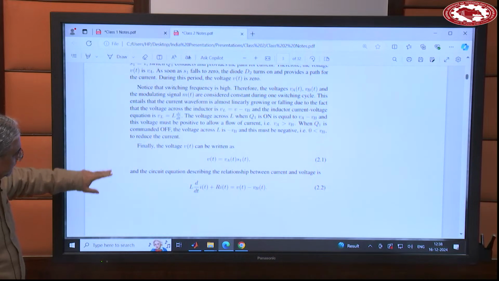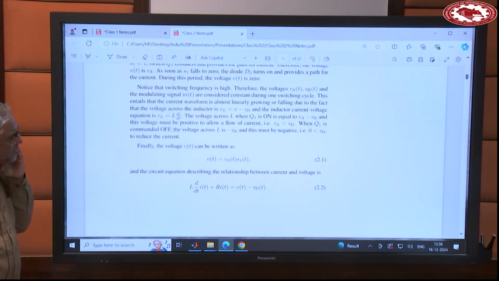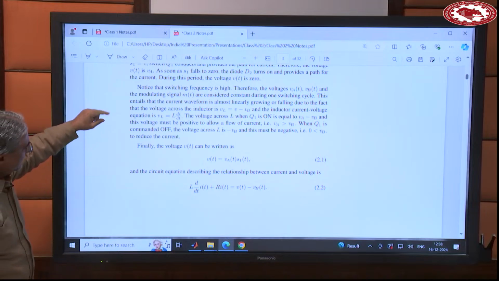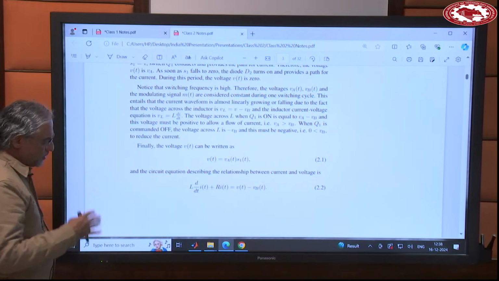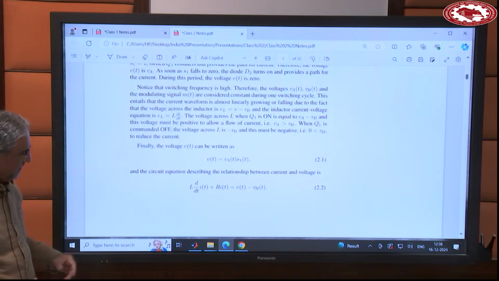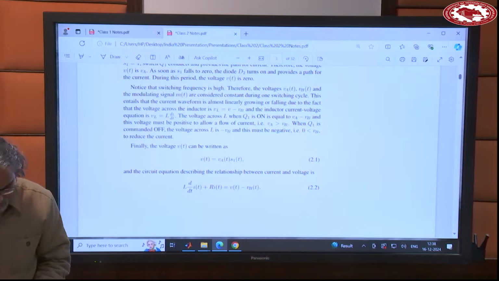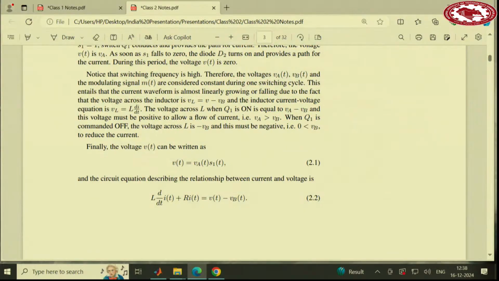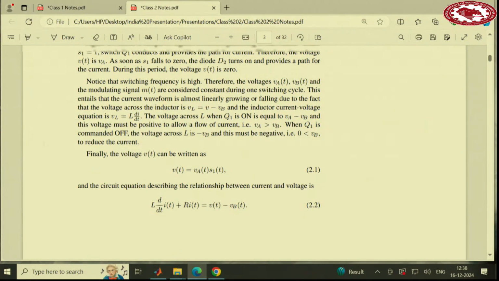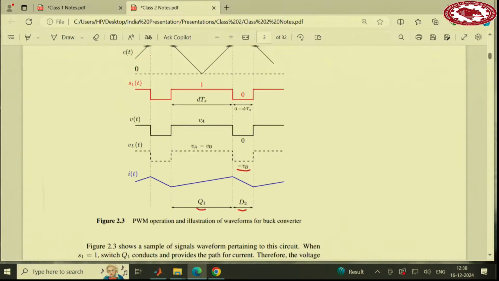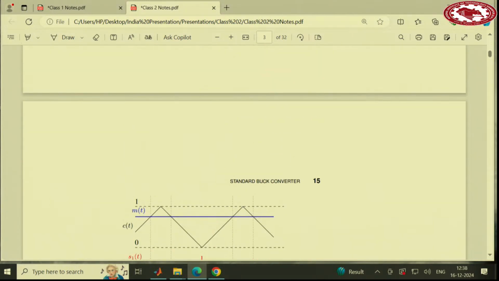Okay. Now, in terms of equations, you can immediately see that this switching function I told you is very, very practical and very useful to model these power electronic devices. So the voltage across the diode, let me go back, it's worth it one more time to that diagram.